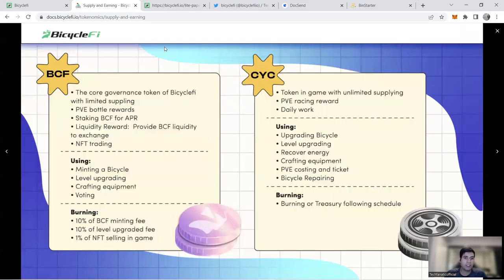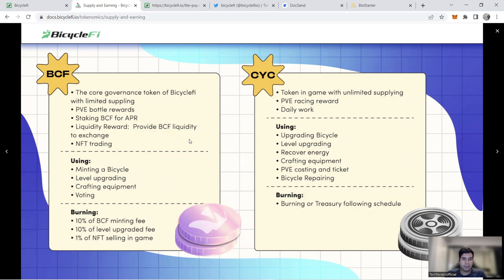So as you can see here, the BCF token is the core governance token for the BicycleFi. It has limited supply, and it's going to give you rewards for the battle. You can stake it for getting an APR, and there is a liquidity reward as well as the NFT trading. The use case for it is that you can mint a bicycle using the NFT, you can upgrade your levels, you can craft equipments, and it's also a governance token that can be used for voting.